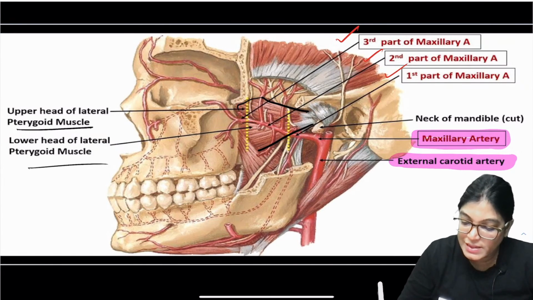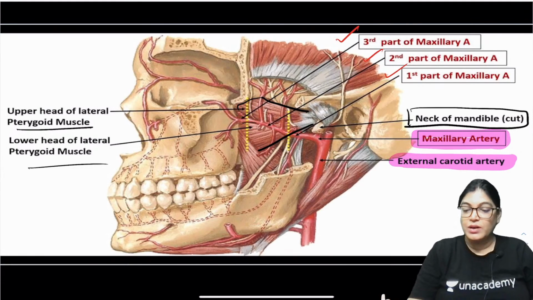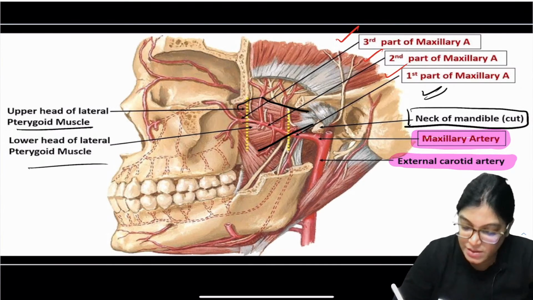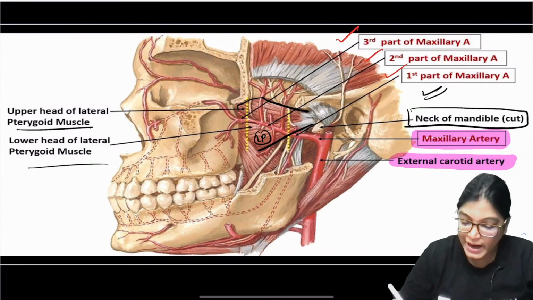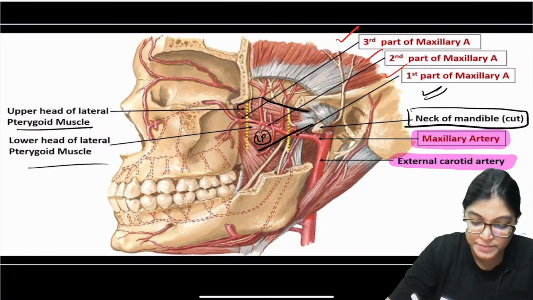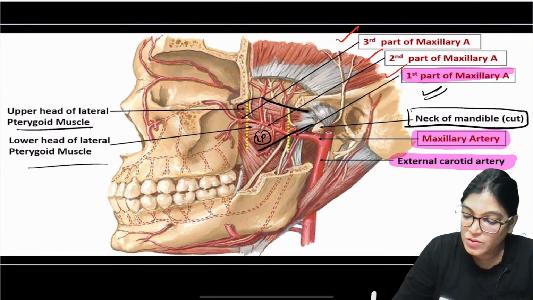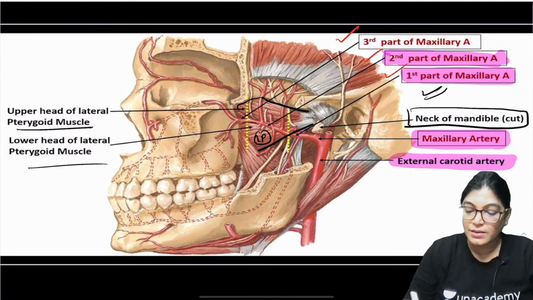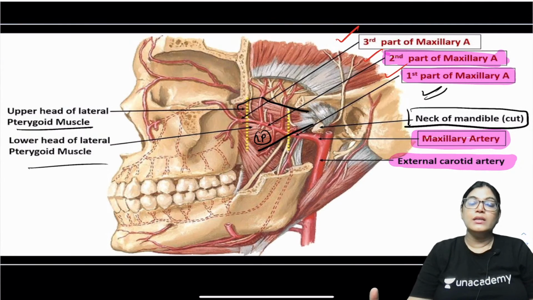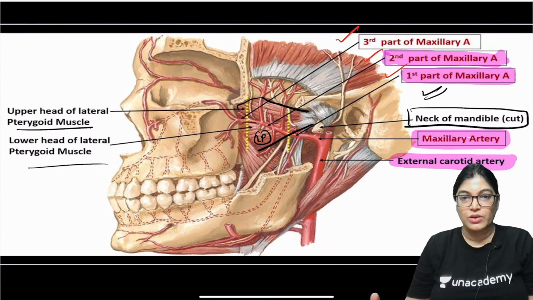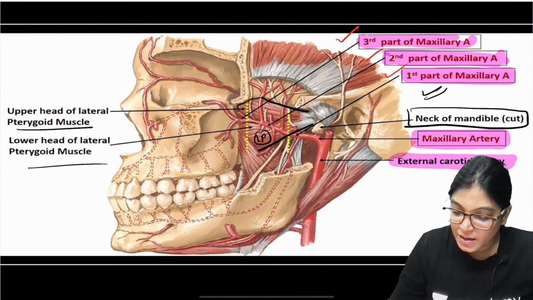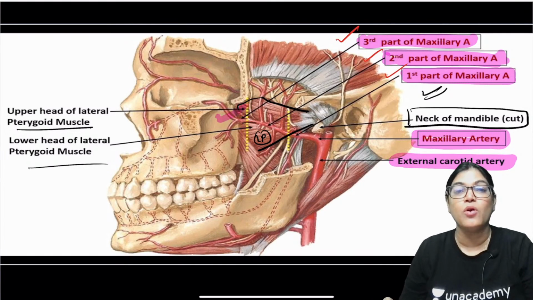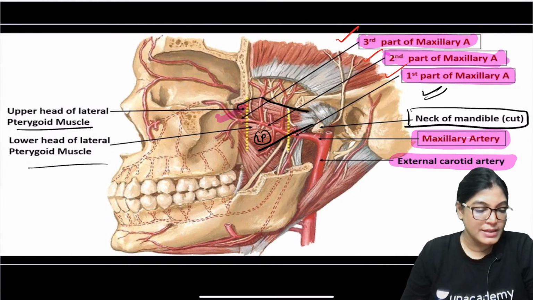The first part, you will see, lies from the neck of the mandible, which has been dissected out, till the level of the lower head of lateral pterygoid muscle. See here, this is the lower head of lateral pterygoid till this part. This is the first part of maxillary artery. The second part can either go deep to the lateral pterygoid muscle or run over it. What about the third part? The third part of the maxillary artery passes through the pterygomaxillary fissure and traverses inside the pterygopalatine fossa.